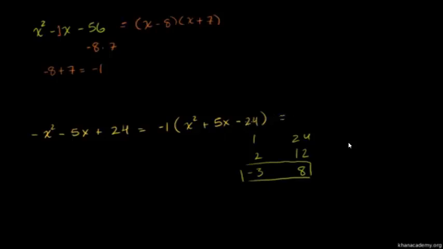So this is going to be equal to, can't forget that negative 1 out front, and then we factor the inside. Negative 1 times x minus 3, times x plus 8. And if you really wanted to, you could multiply the negative 1 times this. You would get 3 minus x if you did, or you don't have to.